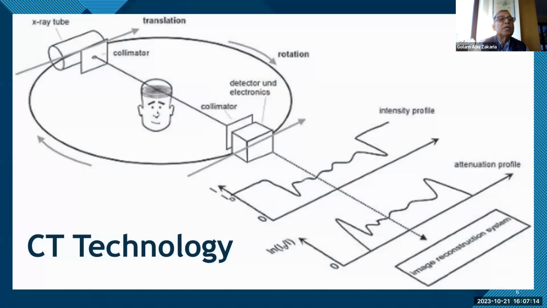Everybody knows there is an X-ray tube, and of course on the other side are detectors. They are coupled with each other, so they rotate, and you have some intensity profile, and from there we can get the attenuation profile. With the attenuation profile and some reconstruction method, we have our CT images.